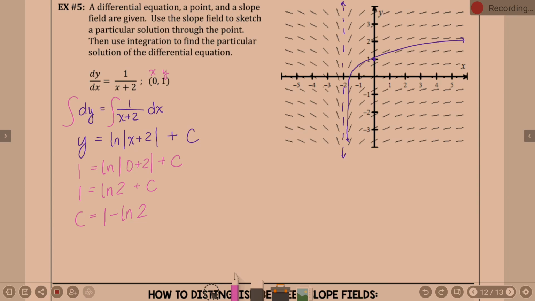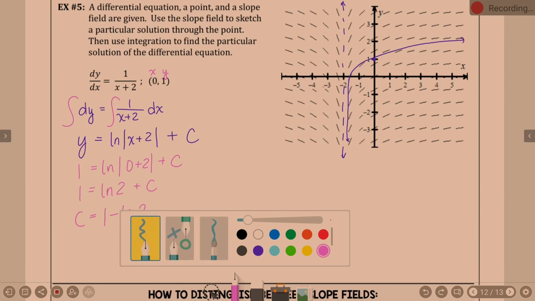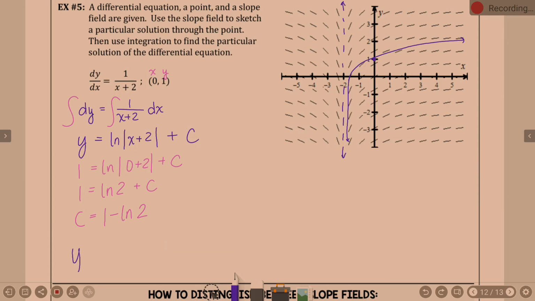So rewrite your y equation. What is y now? Natural log of x plus 2 plus 1 minus natural log of 2. There's your equation. The idea is if you graph that equation, you should get that type of graph.